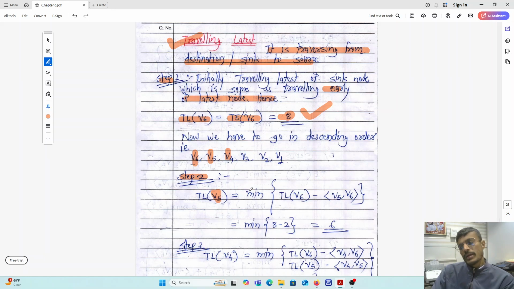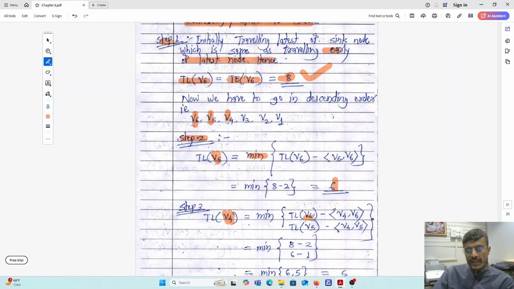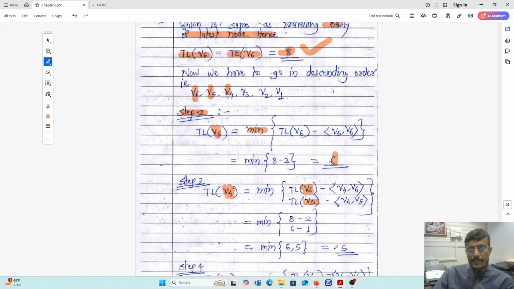In the traveling latest method, you have to find the minimum value, and you have to traverse from the sink node to the source node. So traveling latest of V5 equals the minimum of traveling latest of V6 minus the adjacent edge V5, V6, which is the minimum of 8 minus 2, which equals 6. Then once you find traveling latest of V5, you go for traveling latest of V4. With respect to V4, we take traveling latest of V6 and traveling latest of V5 minus the adjacent edges. The minimum of these is 5.